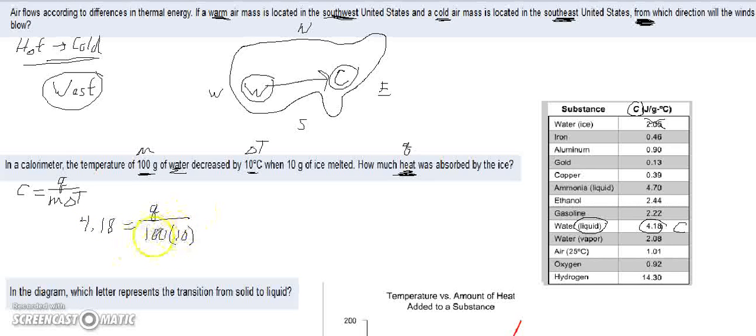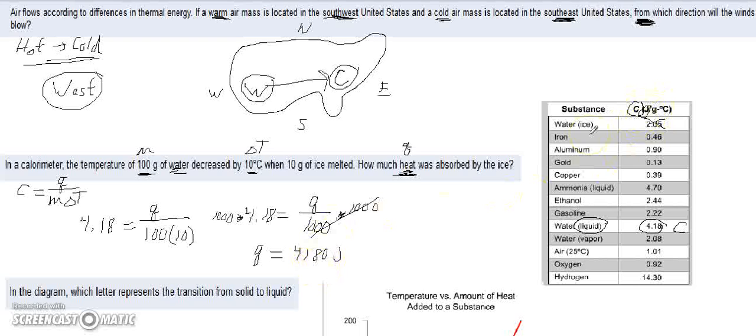So stepwise, I would do the bottom first. 100 times 10 equals 1,000. So now I'll rewrite my equation over here. 1,000. Now I need to get Q by itself, and so I multiply each side by 1,000. Cancels. 1,000 times 4.18 is 4,180. And remember, we're in joules right now because we have joules here.